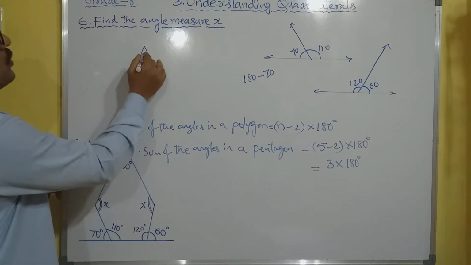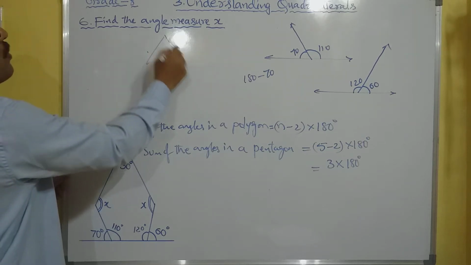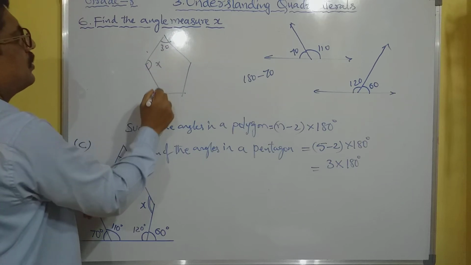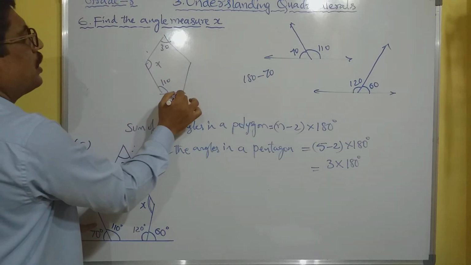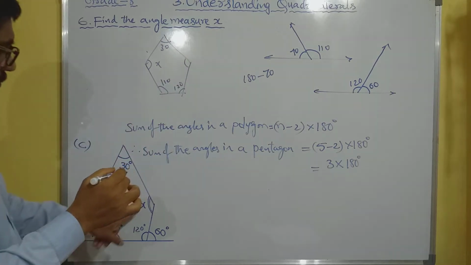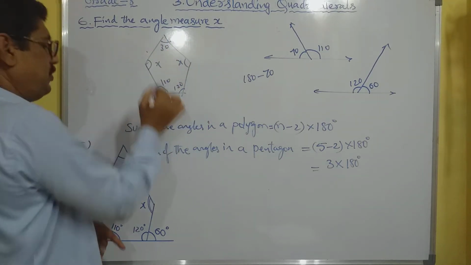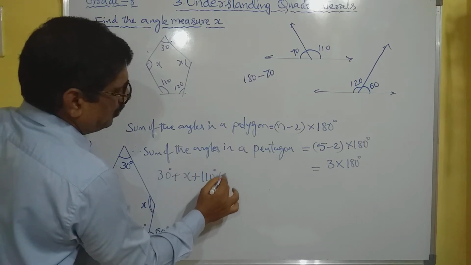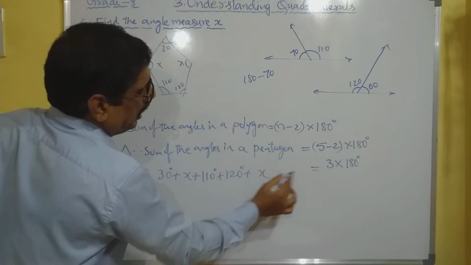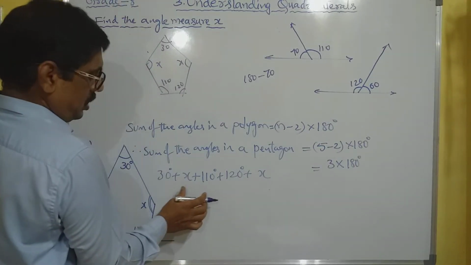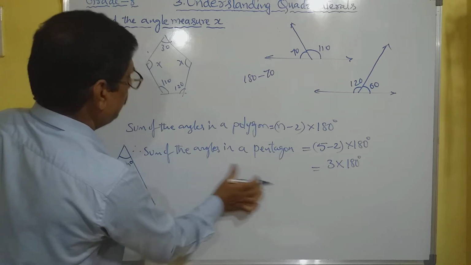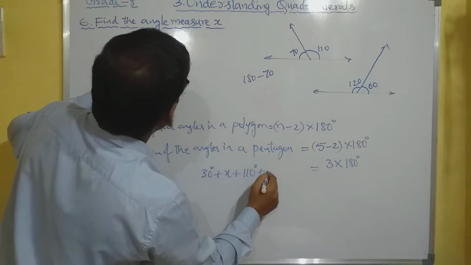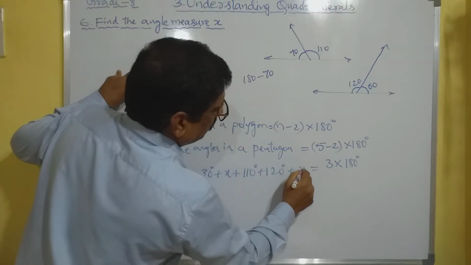Here, see, I am drawing again for better understanding. Here there is 30, here x, here 110, here 120, and here x. Now we have to add all these angles. 30 degrees plus x plus 110 degrees plus 120 degrees plus x.